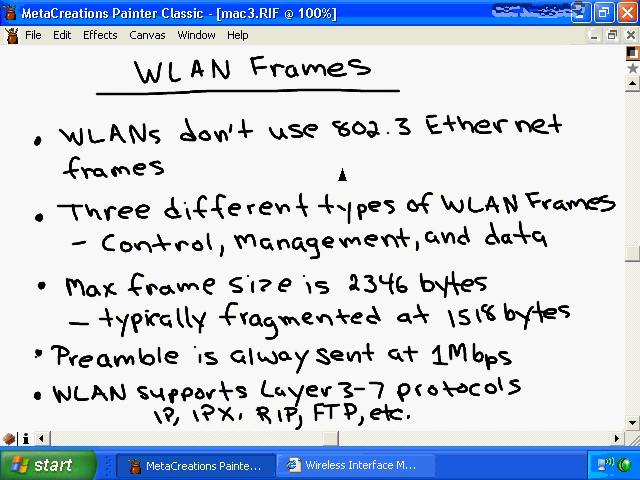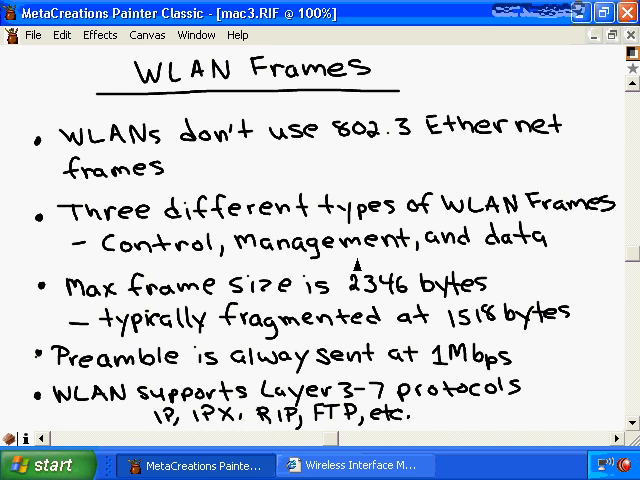Wireless clients will communicate on a wireless LAN by transmitting frames, also referred to as packets. These frames are different from the frames that are transmitted on an 802.3 Ethernet network. Wireless frames have a little more information than Ethernet frames. There are three main types of frames that are transmitted on a wireless LAN.